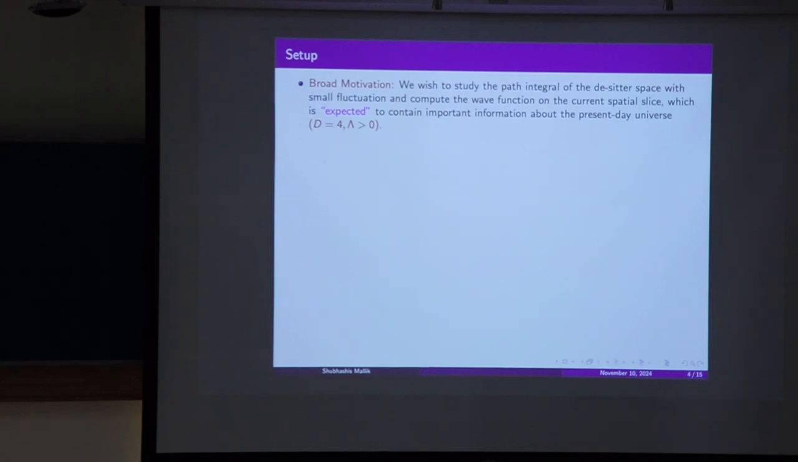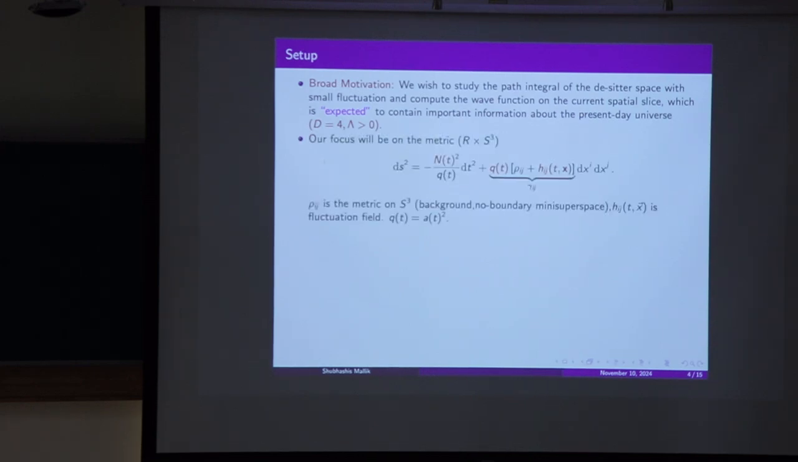Now the broad motivation is we wish to compute the path integral of de Sitter space with small fluctuation and compute the wave function on the current hypersurface, which is believed to contain some important information about the present universe, and we will stick to d equals 4 and lambda positive throughout the slides. Now our focus will be on this metric, which is R cross S3. So this is the de Sitter metric in suitably chosen coordinates.